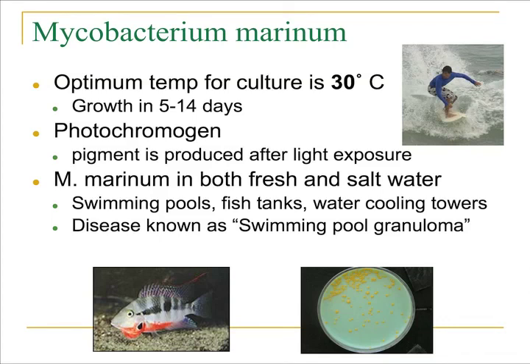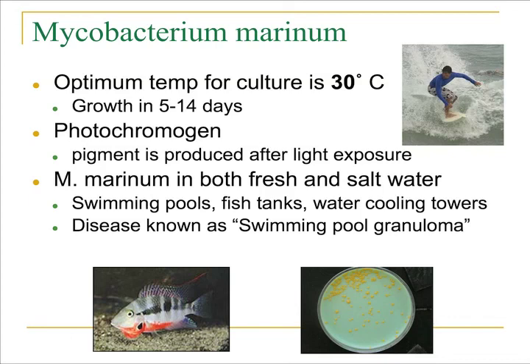The optimum temperature for this organism is 30 degrees. This organism also is mostly found on the skin, and that is why its optimum temperature is 30 degrees. The growth is in 5 to 14 days. It's a photochromogen, and the pigment is produced after light exposure.